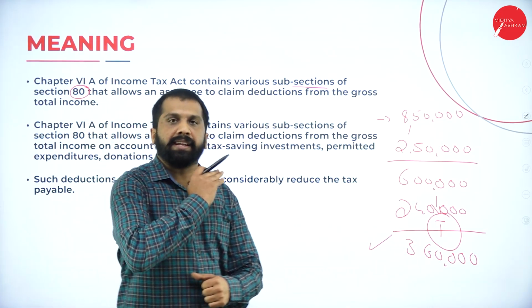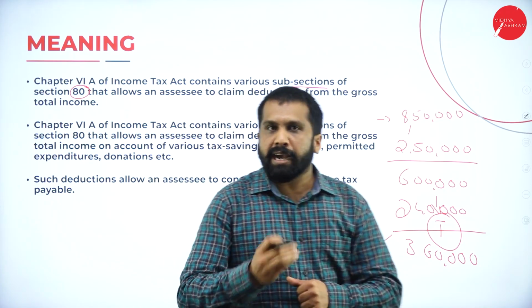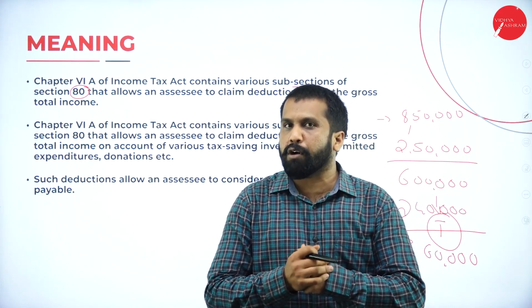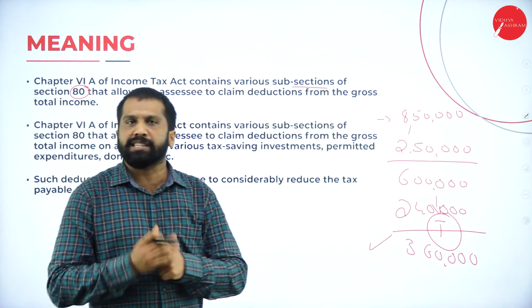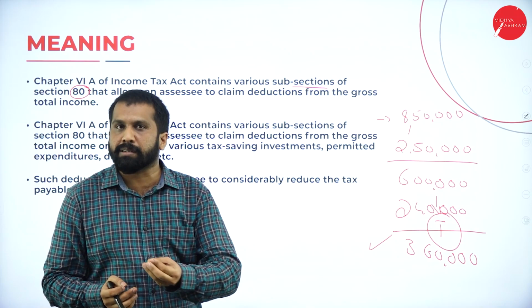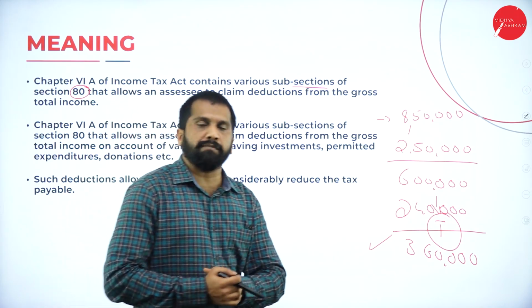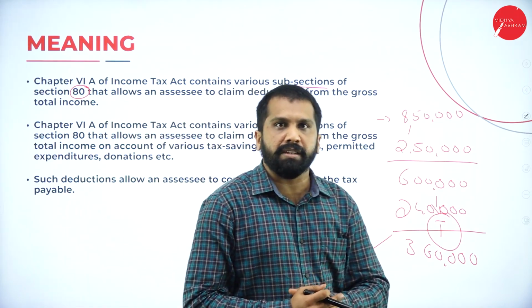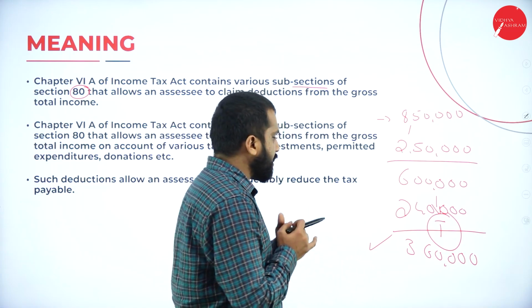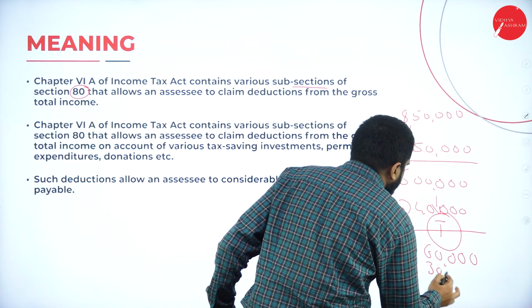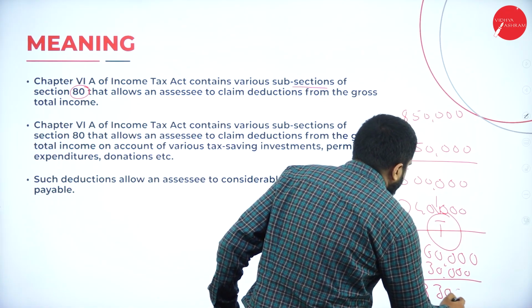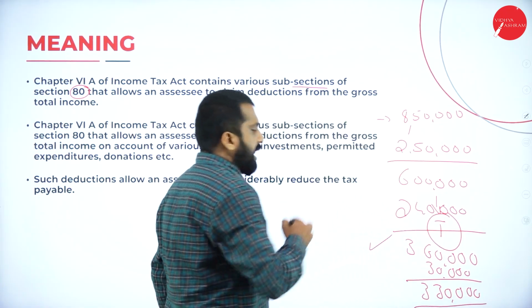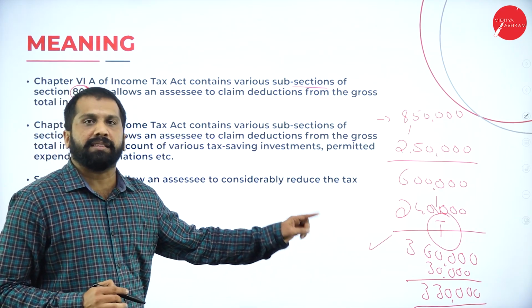Clear? Again, I have a small kid. I am paying tuition fees for my kid. So, how much am I paying as tuition fee? Just assume that I am paying around 30,000 tuition fee. Tuition fee in the sense school fee. Now, whatever tuition fee I paid, I can minus. So, I have to pay tax on what amount? 3,30,000. I am supposed to pay tax on 3,30,000.